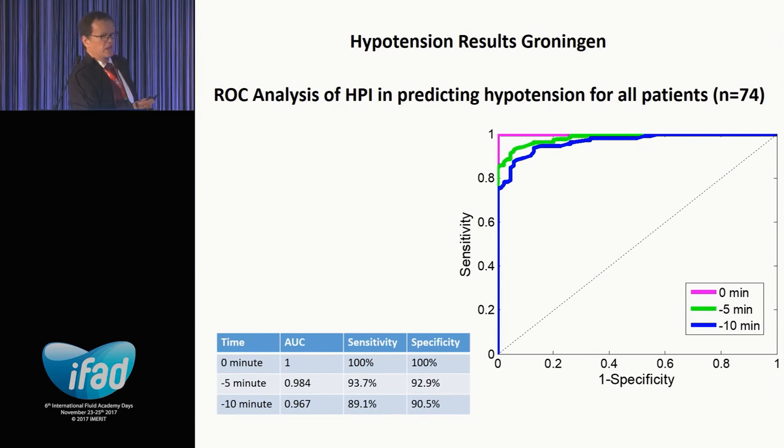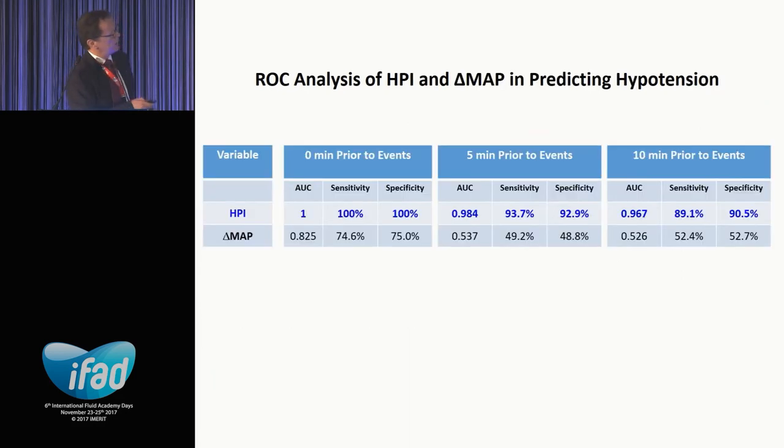predictive ability. Some of you might say, okay, by looking at the blood pressure, I don't need this. I see if the blood pressure goes down that the hypotension will occur. Is that true? Yes, it might be true. So we compared this predictive ability with the changes in blood pressure. And we looked at the changes in blood pressure also at the moment of the events, 5 minutes before the events, and 10 minutes before the hypotension actually occurs.